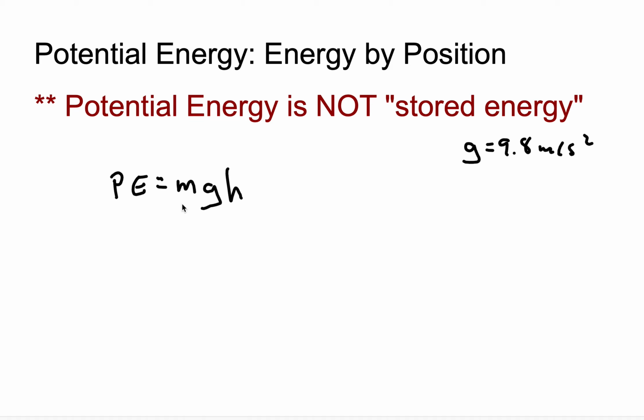Mass is in kilograms. So let's talk about units real quick. This would be a kilogram, this is a meter per second squared, and this is a meter. I don't know if you remember this, but if we break this down, a kilogram meter per second squared, we also called that a Newton. So the units could be kilograms meters squared per second squared, or we could call it a Newton meter.